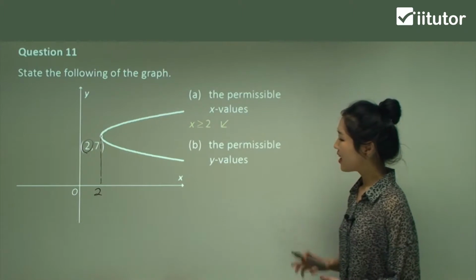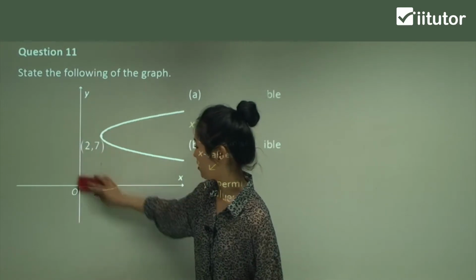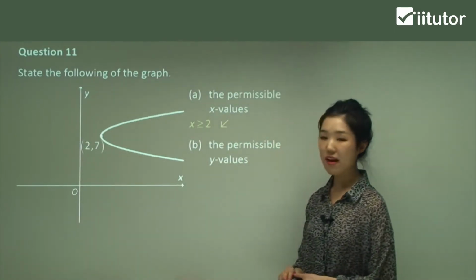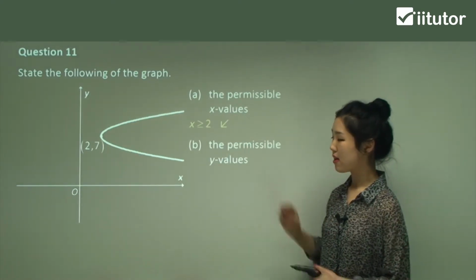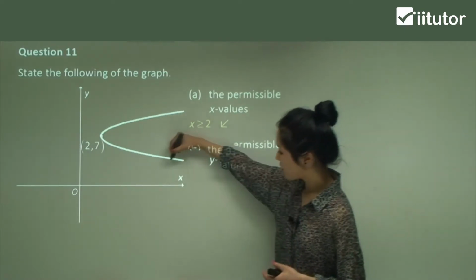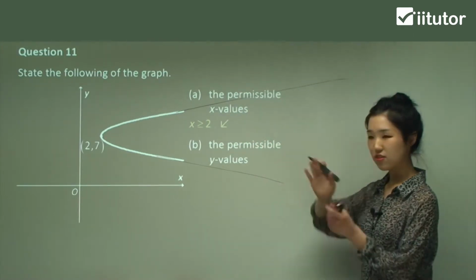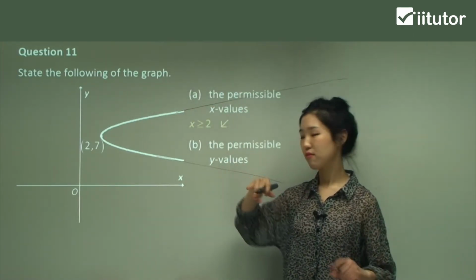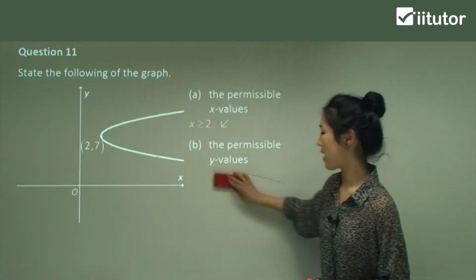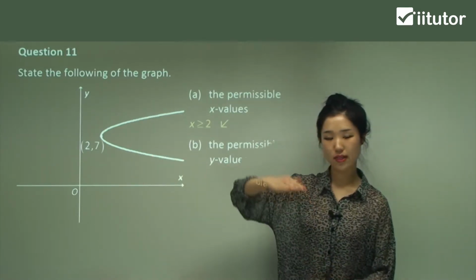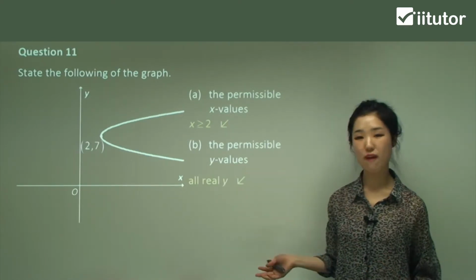Okay? Now B, we need to find the permissible y values. So this time we look at y. Now y values, we'll look at the y-axis. So what y values will represent the graph? Now as you should already know, guys, this graph continues on and on. It's just going to go wider and wider forever. So what do you think the permissible y values will be? If it goes outwards on and on and on, it will eventually represent all values of y.